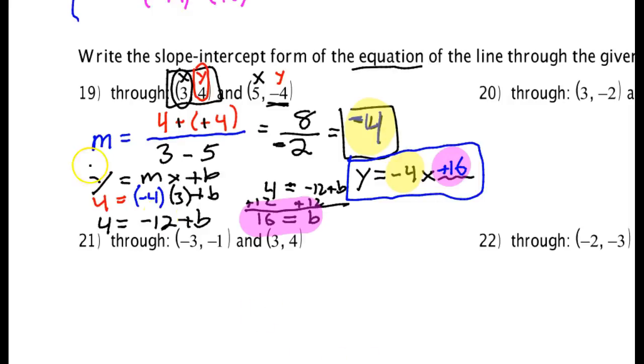Now, if you really wanted to and you weren't quite sure, you could always go off to the side and do a little sketch. Like 3, 4 is right about here. 5, negative 4 would be right here. And you're trying to find the equation of this line. So you could actually still kind of figure out the rise over the run. You'd get down 8 over 2, which is negative 4. And then you might be able to figure out the y-intercept that crosses at 16. But we're doing this whole problem and figuring out this equation, but without the graph. But you can still do a little sketch if you need the extra help.